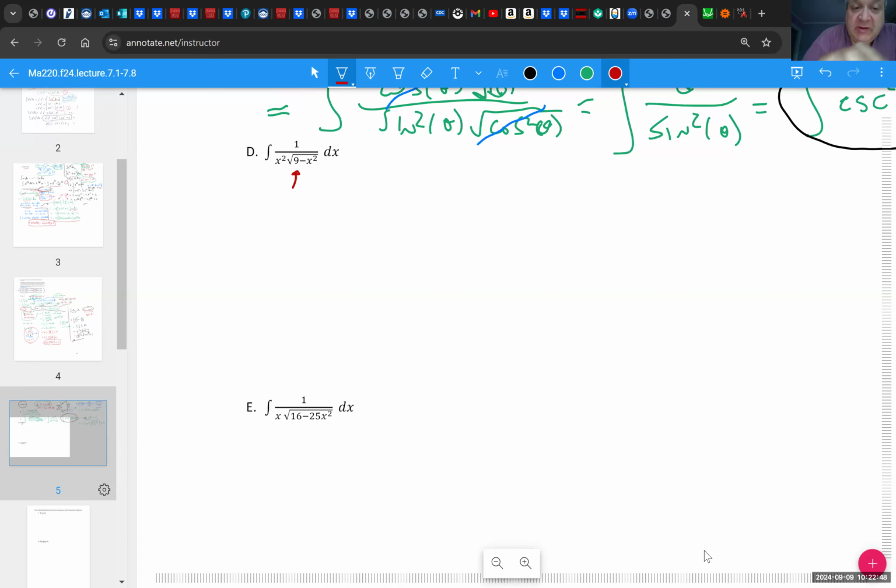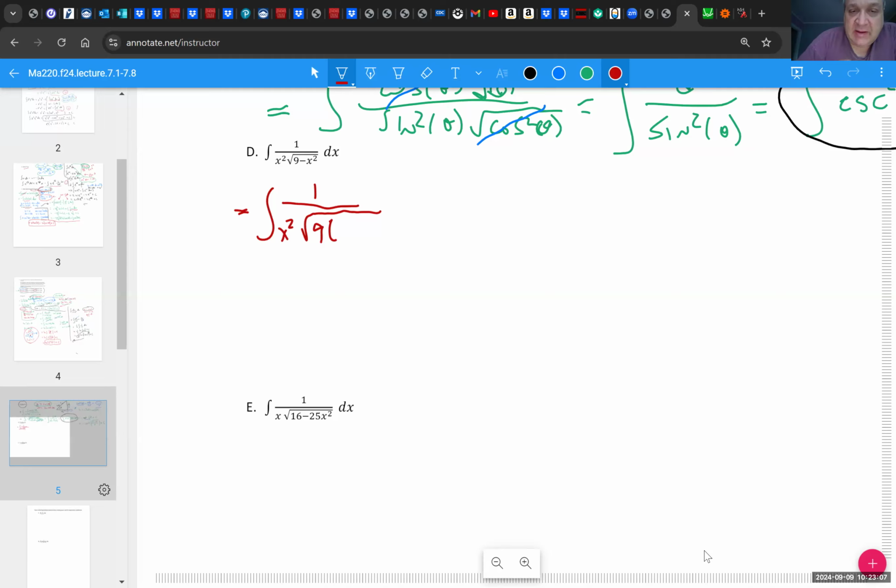So what we can do is just factor out a 9. We could just take the 9 away. If you factor out a 9, it becomes a 1. So what's that going to look like? We have 1 x squared square root, and inside the square root, I'm not going to do 9 minus, I'm going to take a 9 out.